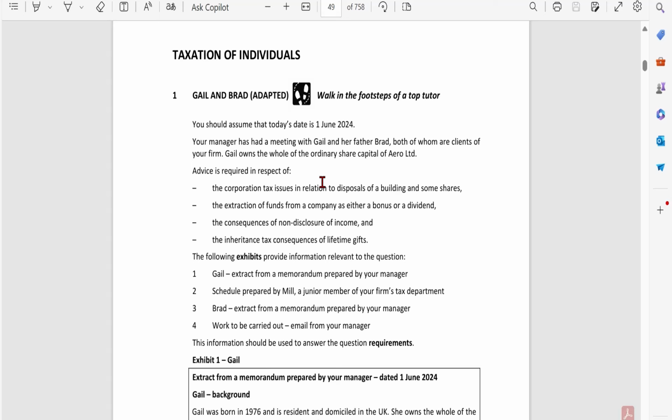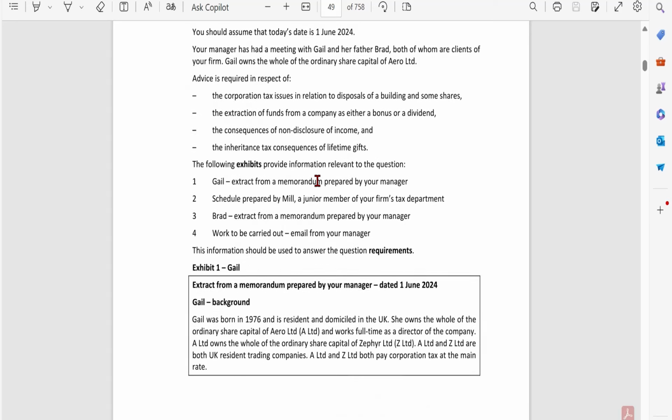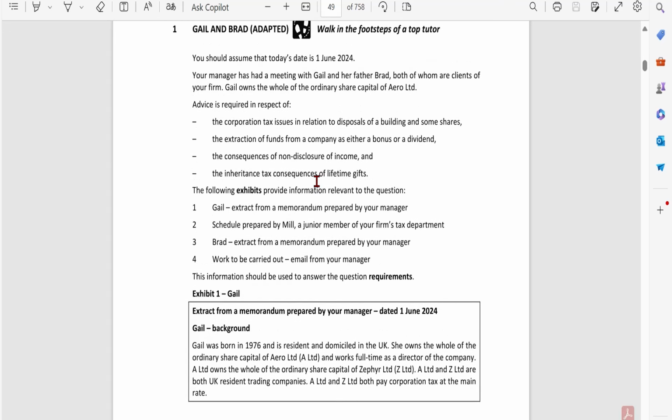So the question is Gale and Brad, and we should assume that today is 1st June 2024. Your manager has had a meeting with Gale and her father, Brad, both of whom are clients of your firm. Gale owns the whole of the ordinary share capital of Aero Ltd, and advice is required in respect of corporation tax issues in relation to disposal of a building and some shares, extraction of funds from the company as either bonus or dividend, consequences of non-disclosure of income, and inheritance tax consequences of a lifetime gift. So these are the topics which will be applicable in the exhibit.